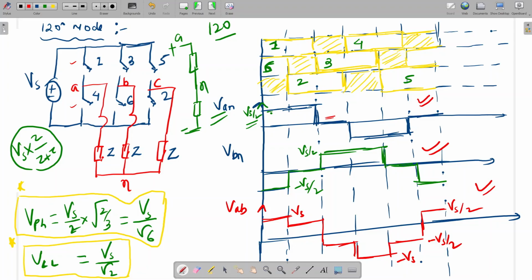Okay. So see how we can memorize the formula for this one. We'll remember the phase voltage. Phase is Vs by 2 into 120, 120 plus 120, 240 by 360. So Vs by 2 into root 2 by 3, that will be Vs by root 6. And line voltage will be root 3 times phase. So root 3 times phase will be Vs by root 2. Is it clear?